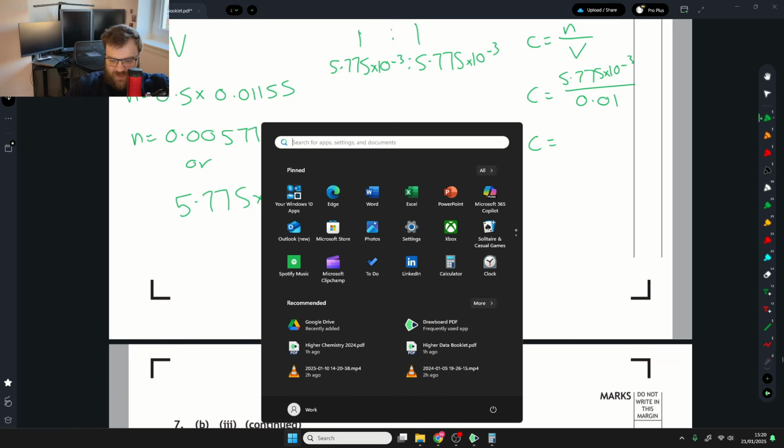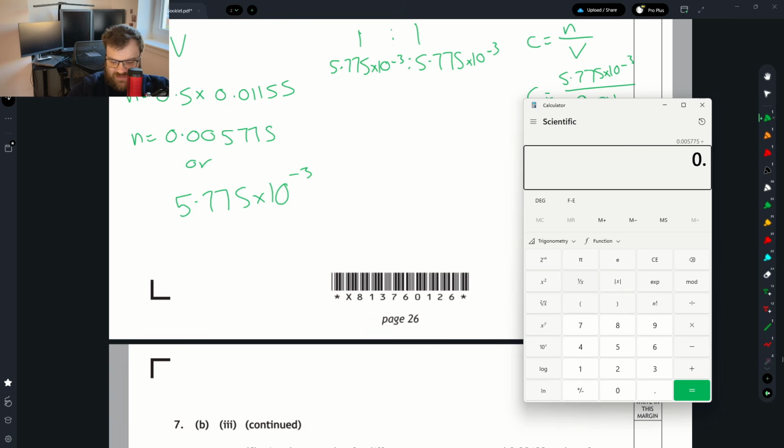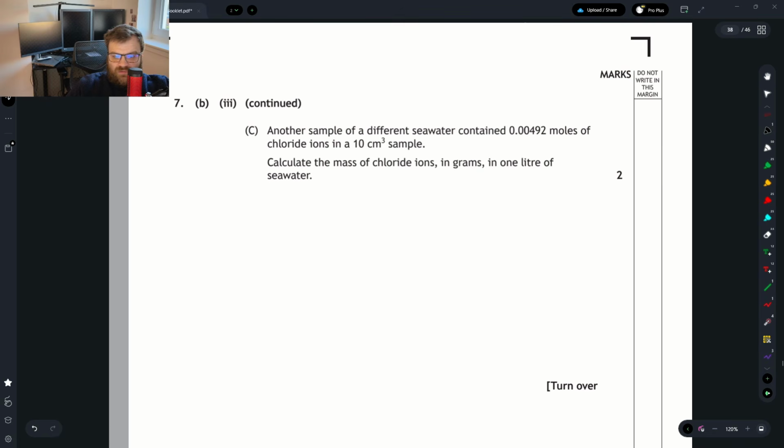And then when we pop that into our calculator, it gives us 0.5775, which I'd probably round to 0.578.